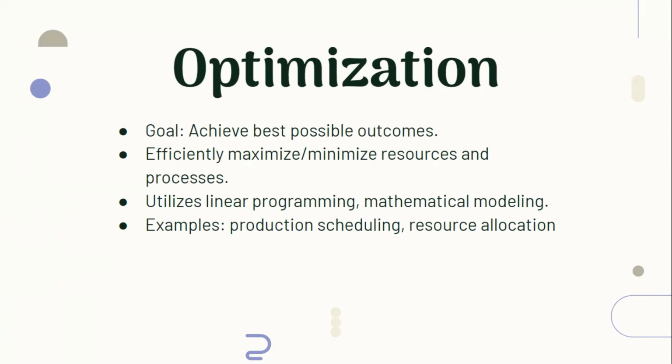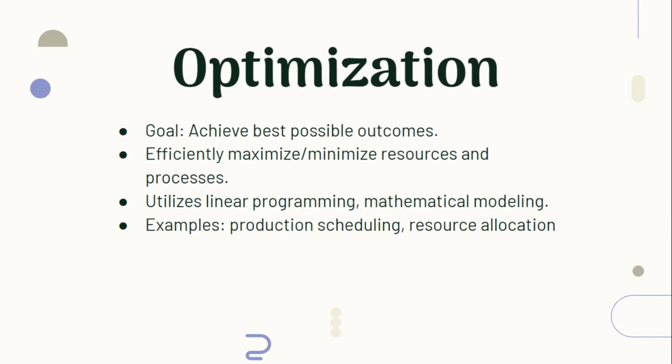An example of this can be a manufacturing company that aims to minimize production costs while meeting customer demand. Operations research techniques such as linear programming can be used to optimize production schedules, allocate resources such as labor and materials, and minimize inventory holding costs, thus achieving the objective of cost minimization while maximizing efficiency.